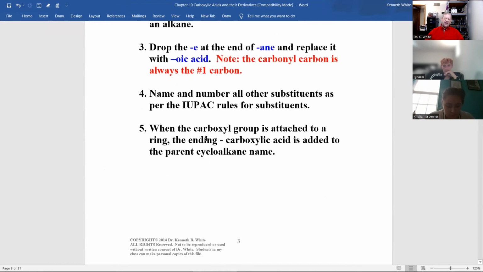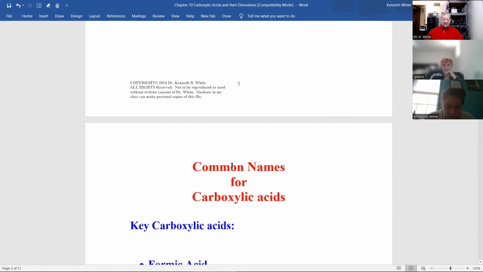Now, this I've never encountered in my career, but I put it down. I will never put this on a test. When the carboxylic acid group is attached to a ring, and it should be non-aromatic, the ending carboxylic acid is added to the name of the cycloalkane. I've never worked with that, so I'm not going to do that.